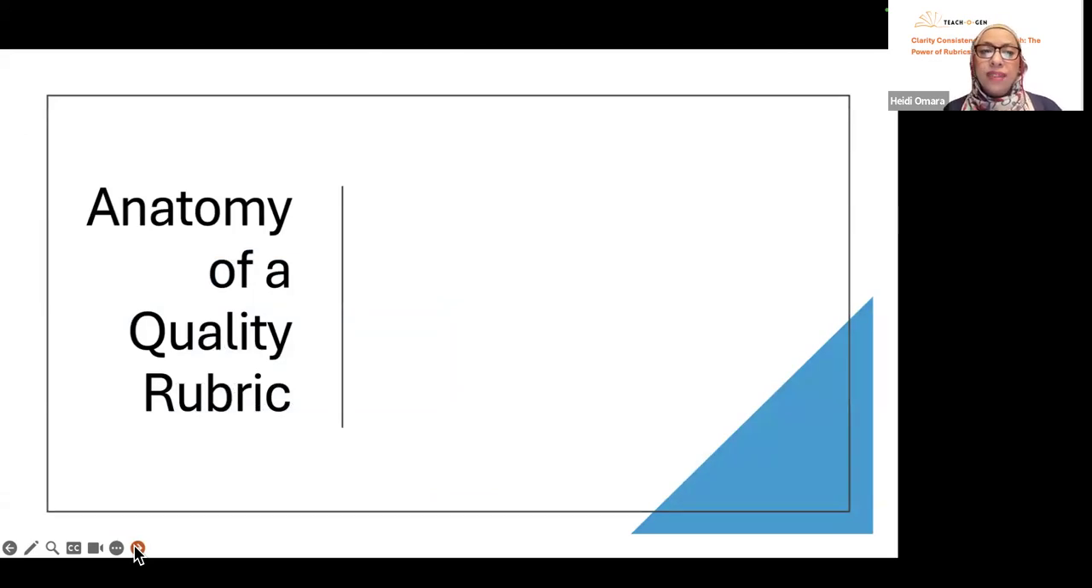So, the anatomy of a quality rubric. This is a very important part because it tells you what makes your rubric a quality rubric, one that works well. It's not only about having a rubric that is not effective. No, it's very important to have a quality rubric that works for you and your students, and you benefit from it.